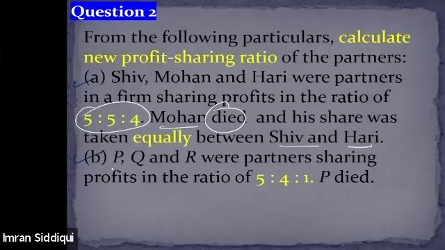All right. In the second part of the question, it says P, Q, and R are 3 partners. Their profit sharing ratio was 5:4:1, and P is dead. And we need to determine the profit sharing ratio in this case as well. Okay. So just tell me whether you will be able to solve this question, case A and B.